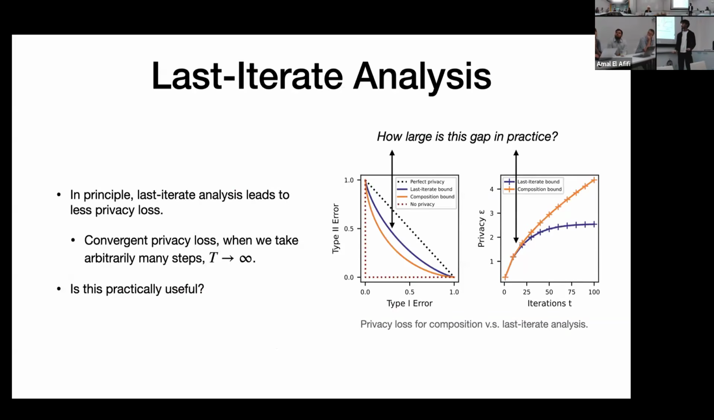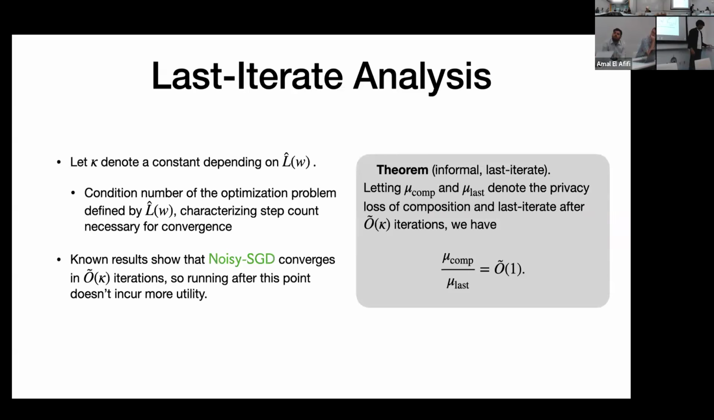And one nice property about this is that as we take arbitrarily many optimization steps, the privacy loss of the last iterate is actually going to converge. If you take a look at this graph on the right, this graph does converge if you were to put the number of iterations on a logarithmic scale and pick some huge number. So the question we're asking here is whether this is actually useful. Is there a reason that we want to take this many steps and actually incur this kind of huge benefit? The answer, as we show, is typically not.